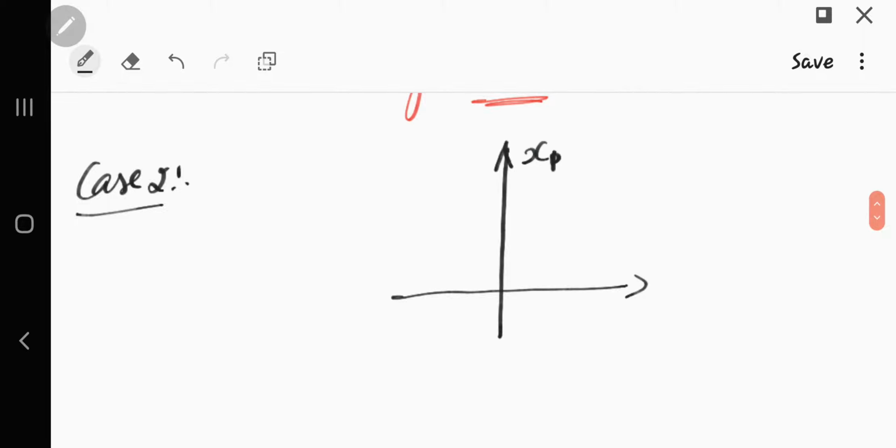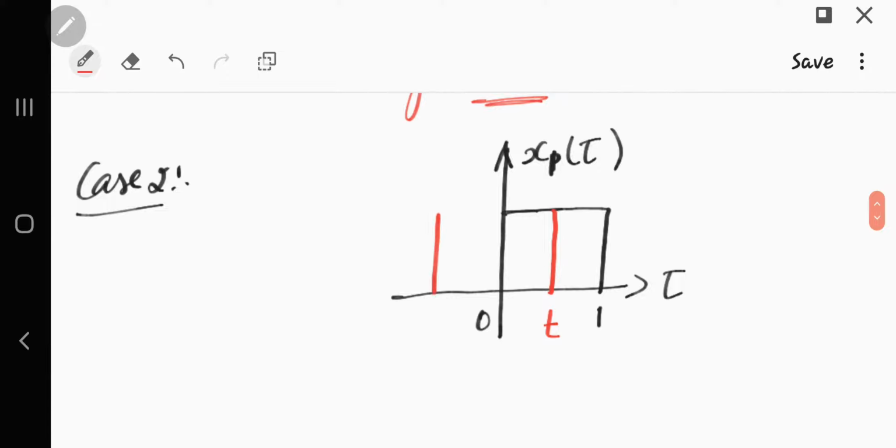So this is x1 of tau varying from 0 to 1, and my time shifting signal. I will keep this t here. If you observe this, both are having only one division. That means the time indices are from 0 to 1, 0 to 1. So this signal will also have the range of only one division, from here to here. This is my x2 of t minus tau with amplitude 1.